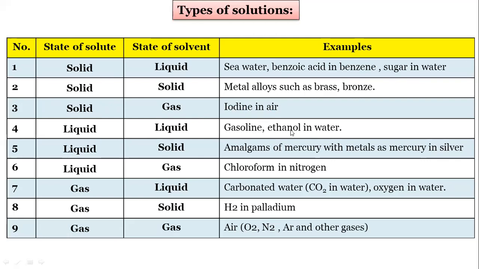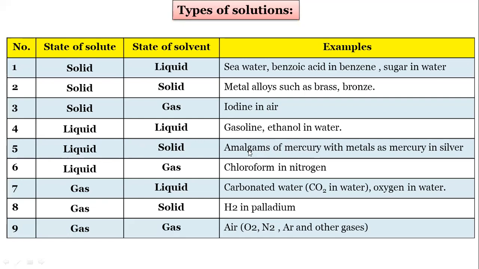Ethanol is also in a liquid state and water is also in a liquid state. Then liquid and solid: the state of the solute is a liquid and the solvent is a solid. This amalgam I have also explained in chapter number 12, aldehydes, ketones and carboxylic acids. Amalgams means when a metal is combined with mercury, it is called an amalgam, remember.